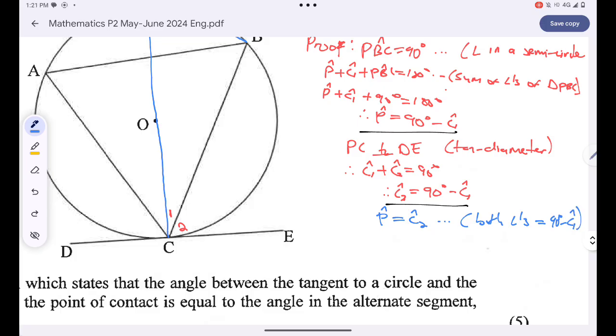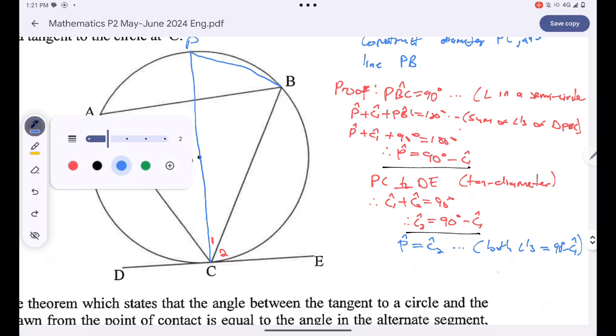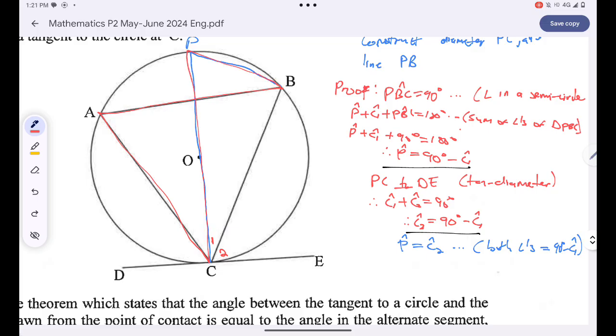Are we together? But what else do I know? I know that chord BC subtends angle A at the circumference. The same chord subtends angle P at the circumference. So I can therefore conclude that angle P is equal to angle A. These are angles in the same segment, right?